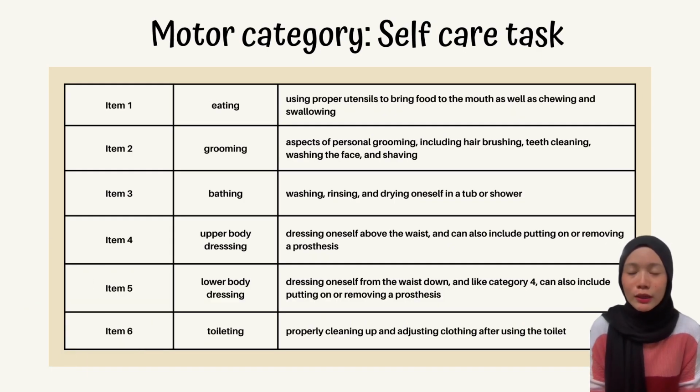Now, I will tell you about the Functional Independence Measure instrument. Firstly is the motor category for self-care tasks. There are 6 items. Item 1, eating, is using proper utensils to bring food to the mouth as well as chewing and swallowing. Item 2, grooming, is an aspect of personal grooming. Item 3, bathing, such as washing, rinsing and drying oneself. Item 4, upper body dressing, is dressing oneself above the waist. Item 5, lower body dressing, is dressing oneself from the waist down. Item 6, toileting, is properly cleaning up and adjusting clothing after using the toilet.